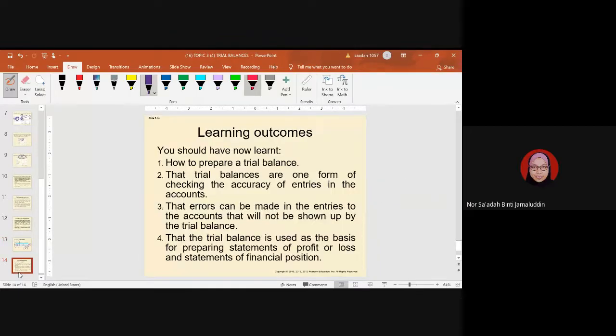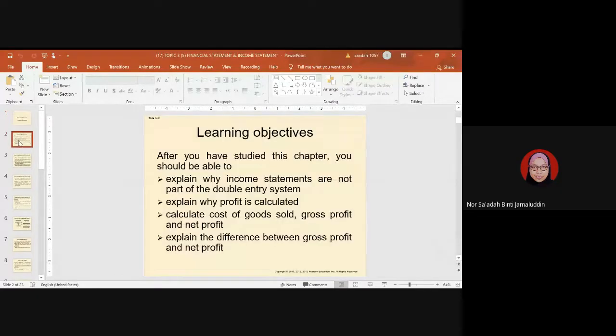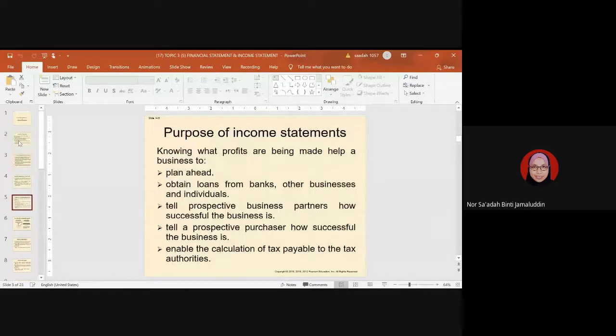Okay, must remember. Sometimes this occurs in your transactions. This is the Trial Balance. So the last one we focus on is, from the Trial Balance, we transfer all the Trial Balance into the financial statement. When we talk about the financial statement, it consists of our income statement, profit and loss, and then our statement of financial position. This is our learning objective for this subtopic.